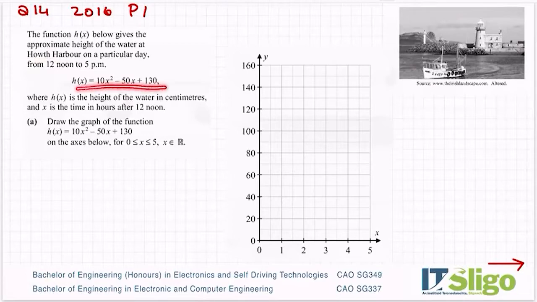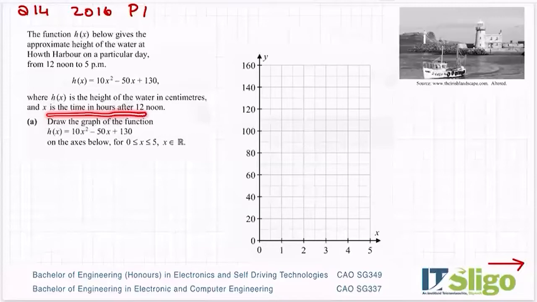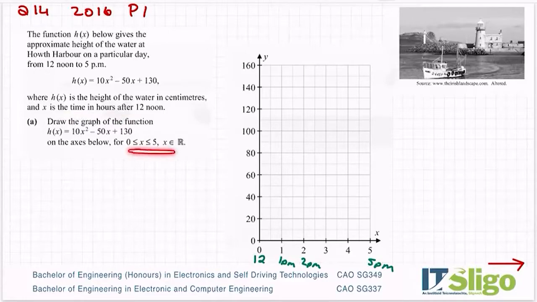h of x is equal to 10x squared minus 50x plus 130, where h of x is the height of the water in centimetres, and x is the time in hours after 12 noon. Okay, so this is 12 o'clock to 5 p.m., 1 p.m., 2 p.m., up to 5 p.m. Draw the graph of the function h of x is equal to 10x squared minus 50x plus 130 on the axis below. This is our domain, x is between 0 and 5.